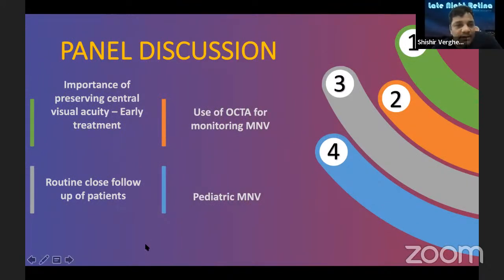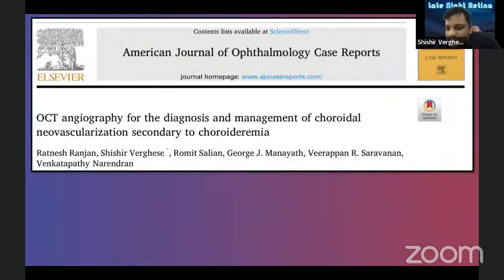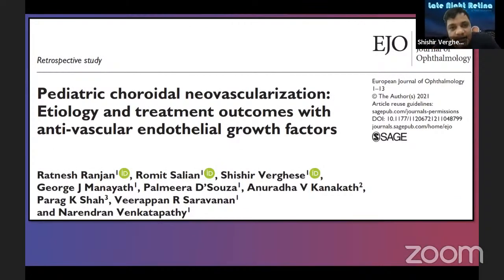So questions to the panel. What is the importance of preserving the central visual acuity, hence definitely to identify these cases? Any role of OCTA for monitoring these patients, and whether to call them very frequently, and general discussion about the pediatric choroidal neovascular membranes. We had published this in AJO case reports and also included this patient in the pediatric CNVs series, which we had published in EYE.